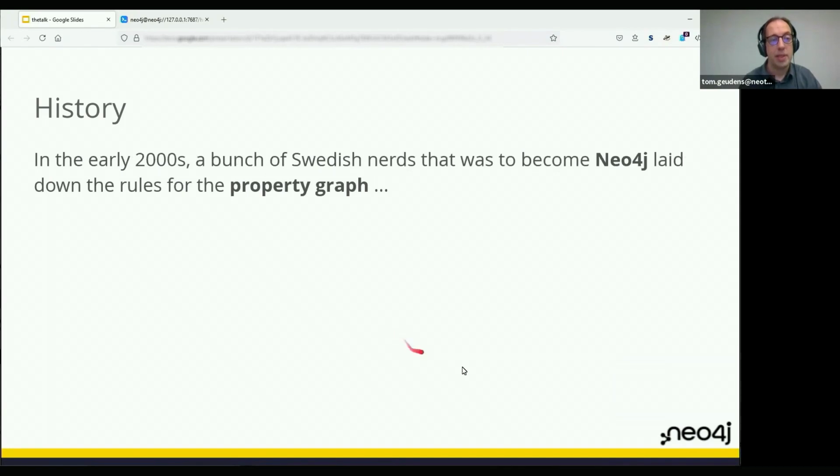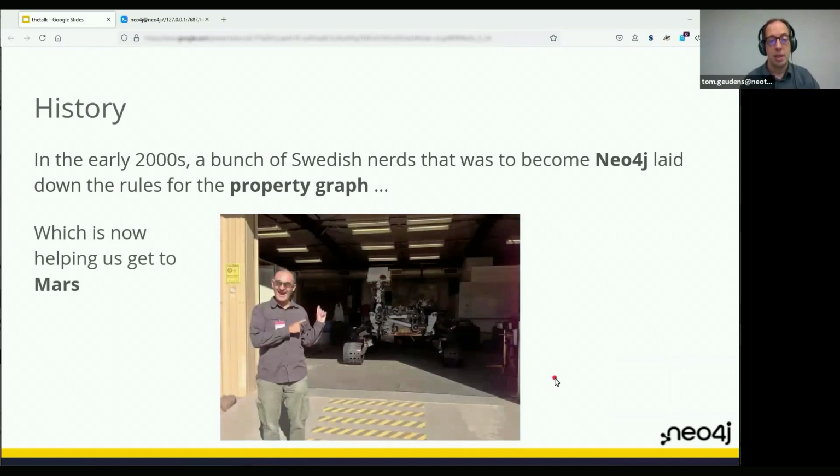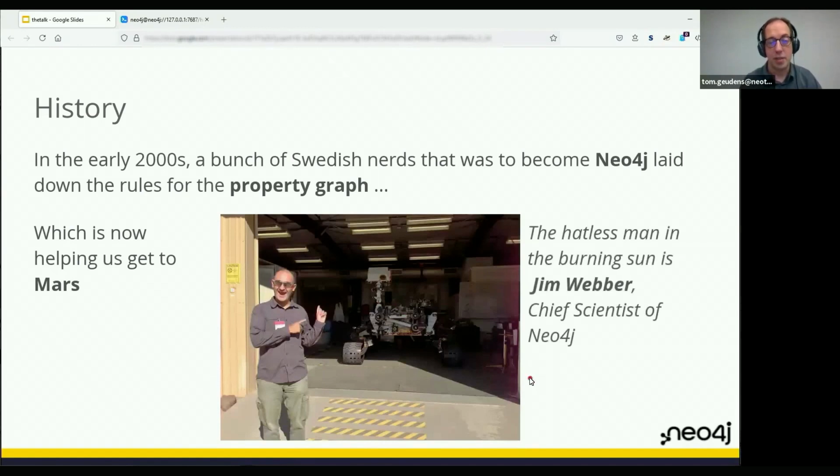Skip forward another bit. In the early 2000s, a bunch of Swedish nerds, we mentioned them, that were to become Neo4j, then laid down the rules for the property graph. So the thing that Neo4j implements in the database is called the property graph. And yeah, that is now taking us to Mars. And as you can see, very sensibly, the Mars rover is in the shade. I guess it's in the sun on Mars now. But yeah, the guy next to it is Jim Webber, who obviously also hasn't heard of the concept of wearing a hat in the sun. So yeah, that is a short history of Neo4j, but I actually haven't talked about what it is. So can you take us through that?